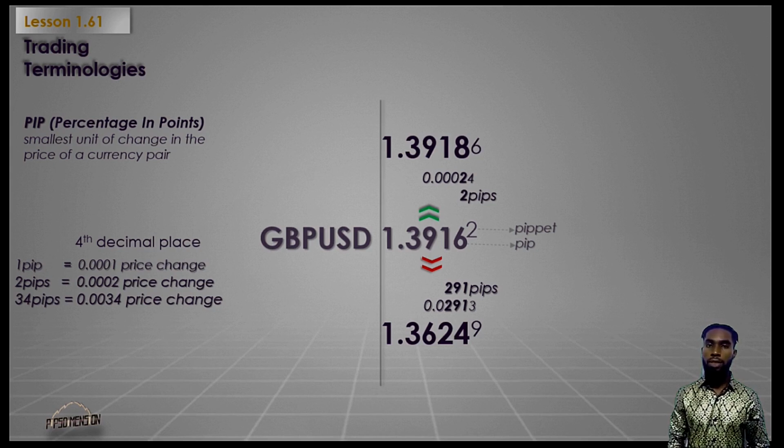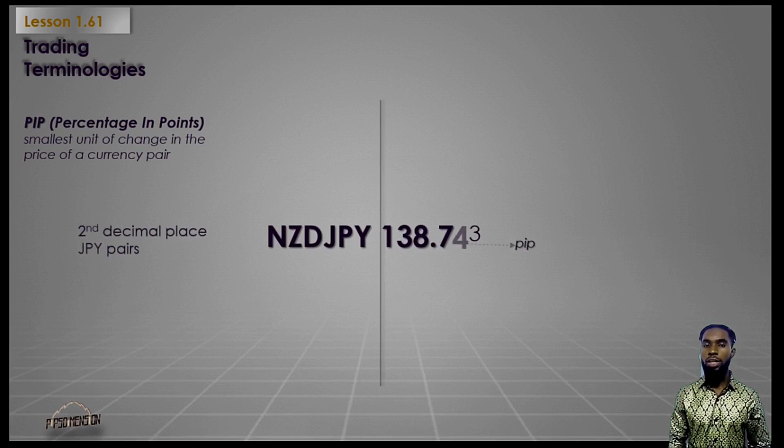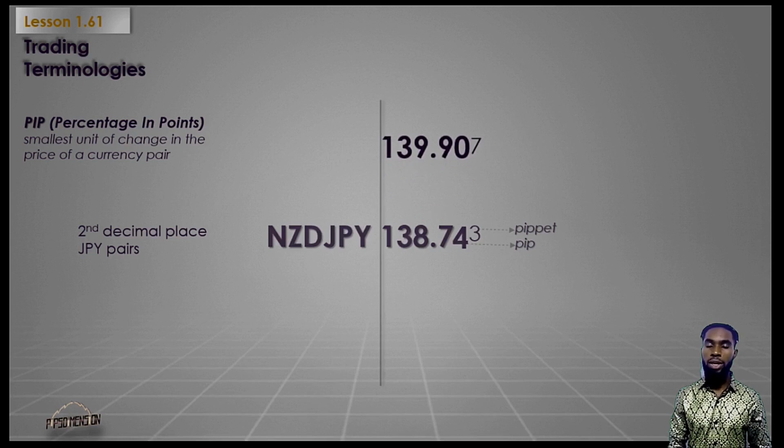However, for the Japanese yen currency pairs, the counting of the pips starts from the 2nd decimal place. If we take the Kiwi yen for example, if the price of the Kiwi yen rises from 138.743 to 139.907, the difference will be 1.164, and that represents 116 pips change. So since the price has increased by 116 pips, the buyers in this instance will make a profit of 116 pips, whereas the sellers will make a loss of 116 pips.